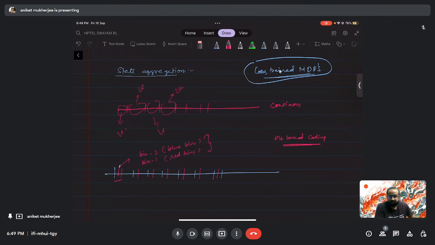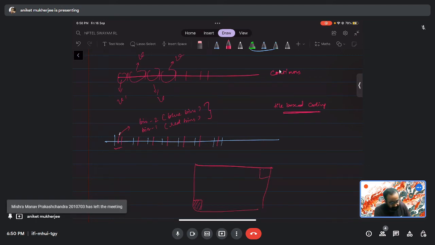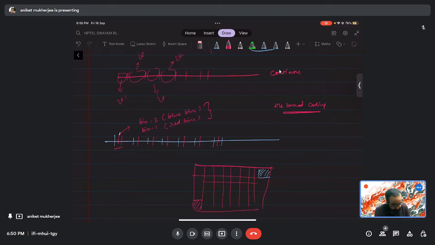I'm sorry, can you explain the binning method again? Okay, so suppose you have a continuous state space, say some area, and your robot wants to go from here to here. What you do is you make bins. So each cell is one bin.